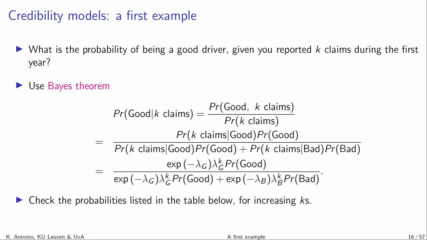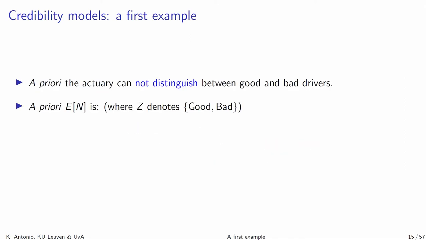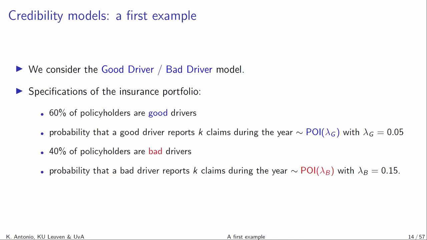I ask you to do the calculations for such a stylized example, and then I'll ask as a final sub-question, now how would you leverage that to the really the case of an a priori tariff? Where would you get the lambdas and where do you get the corresponding probabilities? Because here I gave them to you. I said good drivers, 60%, and they have the following lambda. Where would you get that?